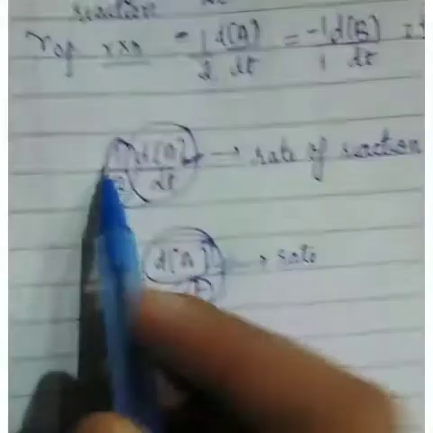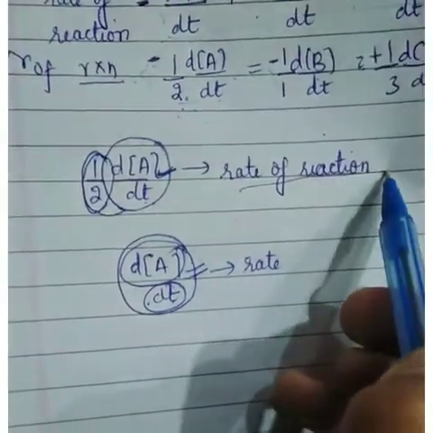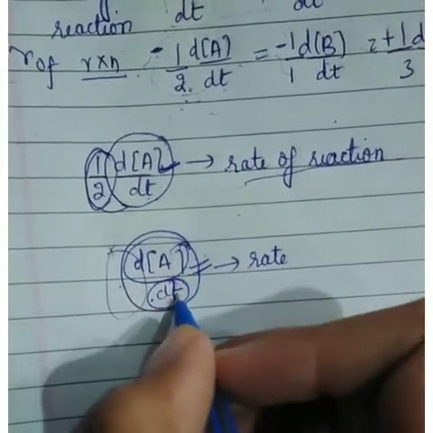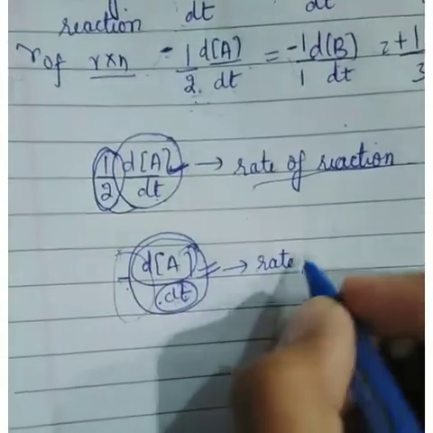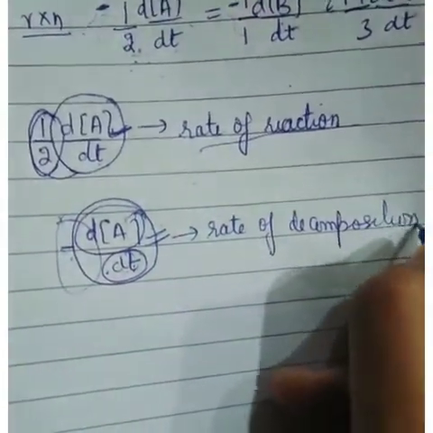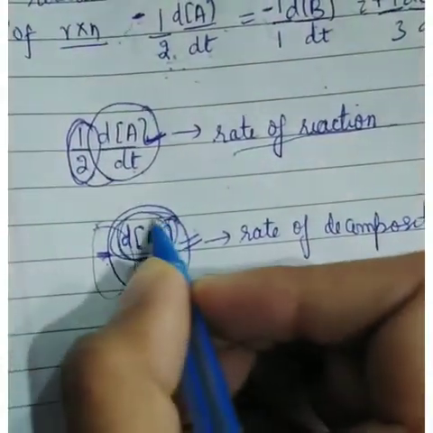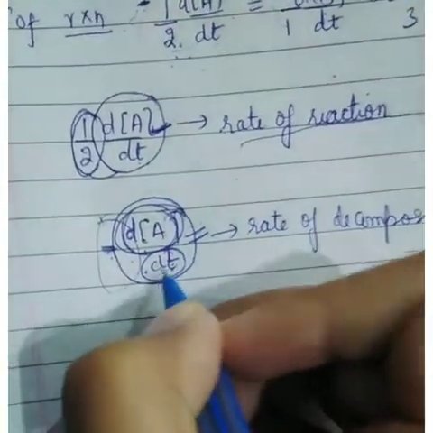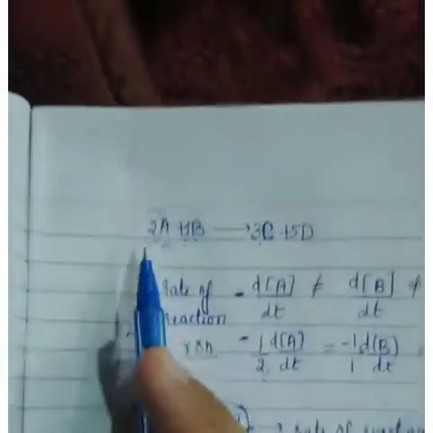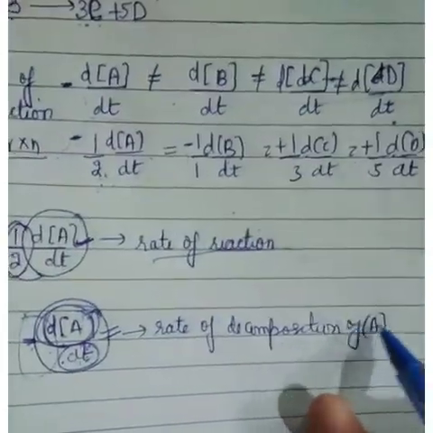If we write the concentration of a reactant with the coefficients, then it is the rate of the reaction. If we write it without these coefficients, only the rate, then it gives the rate of decomposition of A. The rate of decomposition means how much the concentration of a reactant has been used up with respect to time. Because we have taken A as a reactant in the reaction, this is the rate of decomposition of A.